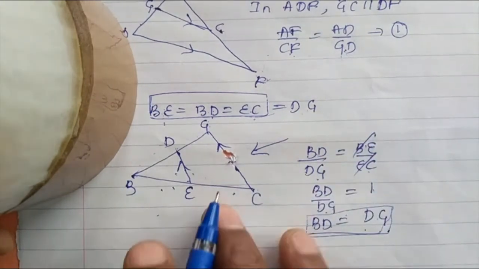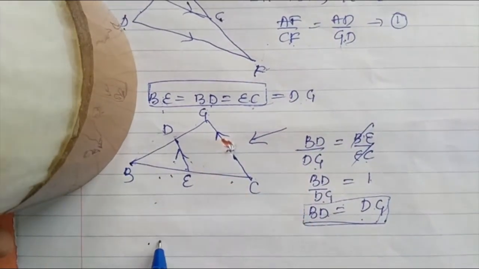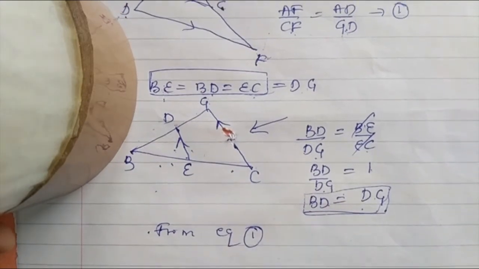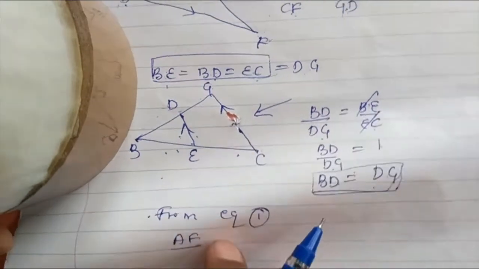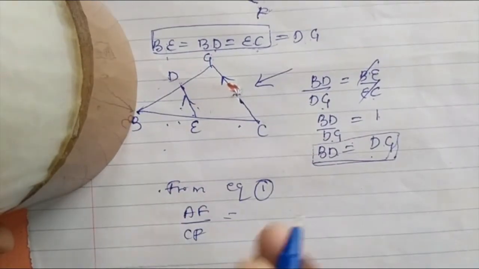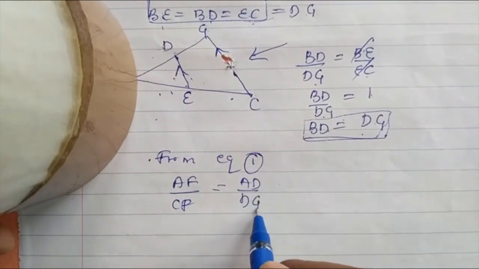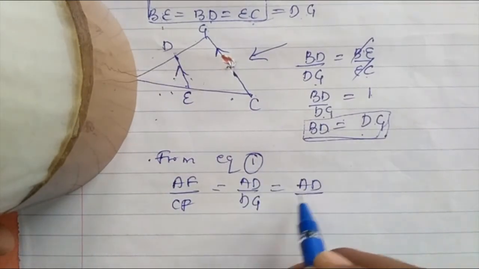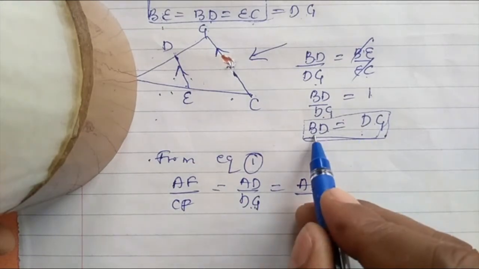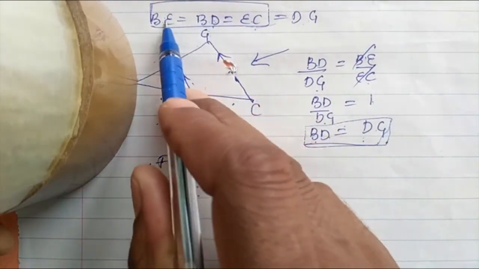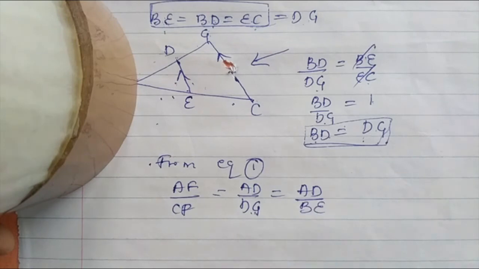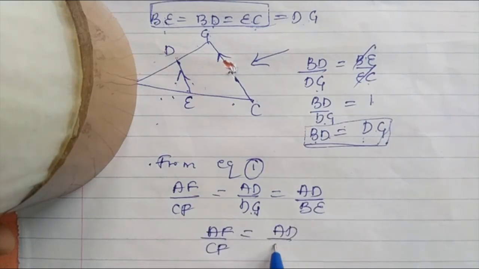So once again take equation 1. From equation 1, AF by CF is equal to AD by DG. AD by DG is also equal to AD by BD, and that BD is also equal to BE, finally BE. So AF by CF is equal to AD by BE.